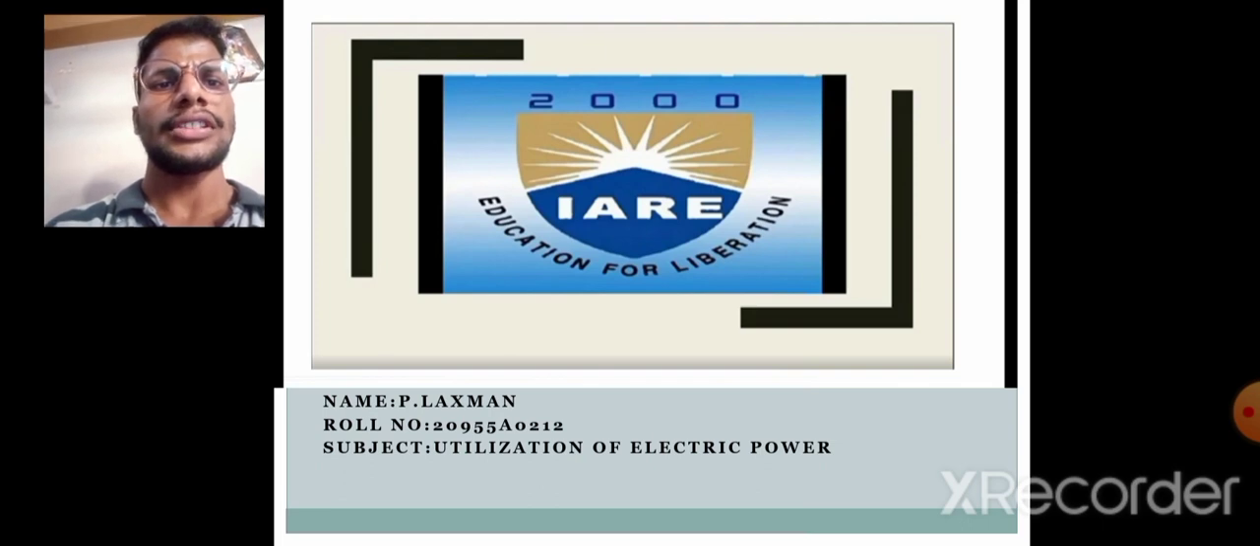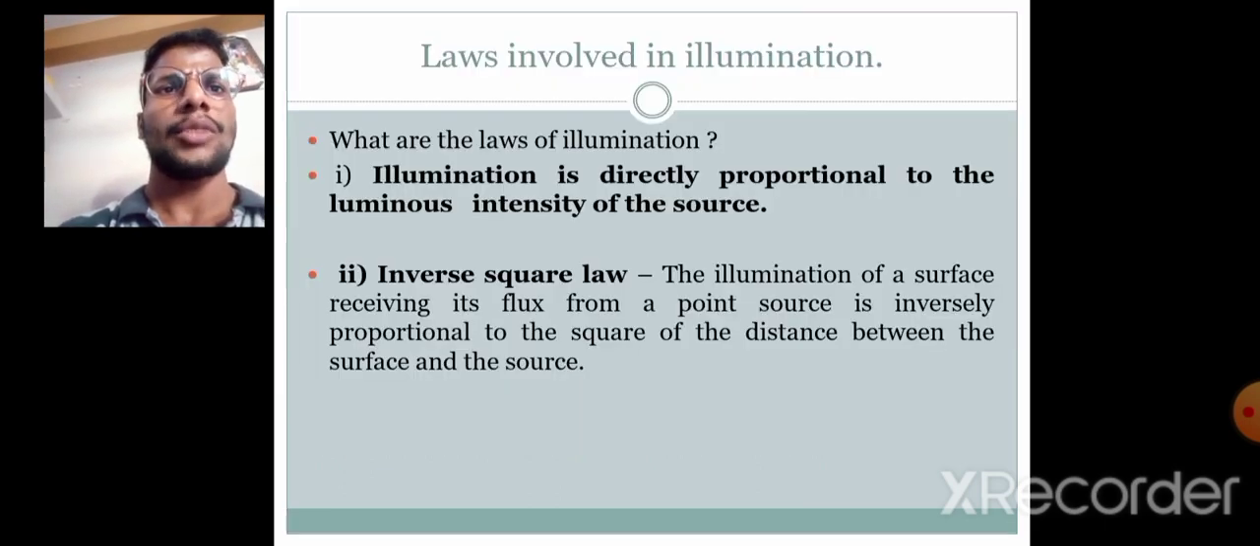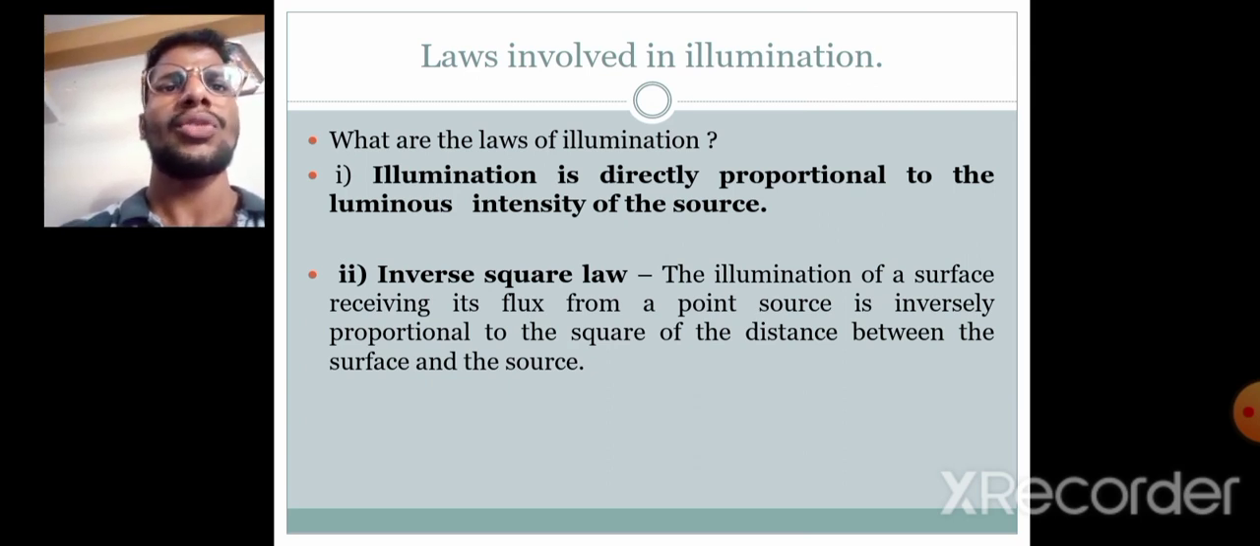Today's subject is utilization of electrical power. My topic is loss involved in illumination. First of all, we have to know about the laws of illumination. Illumination is directly proportional to the luminous intensity of the surface. That is the first law. And the second one is the inverse square law.